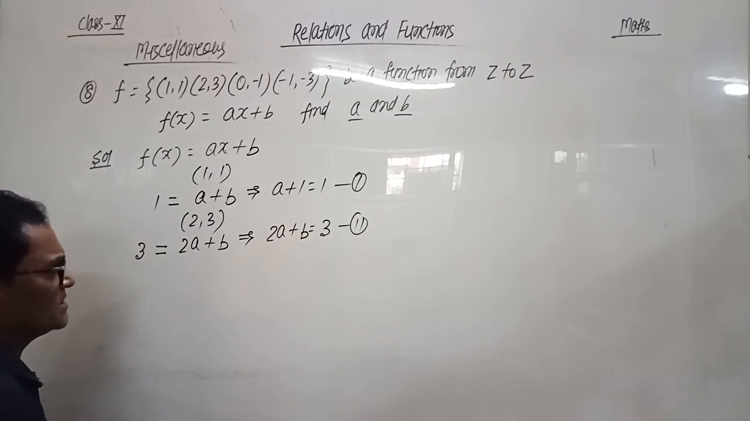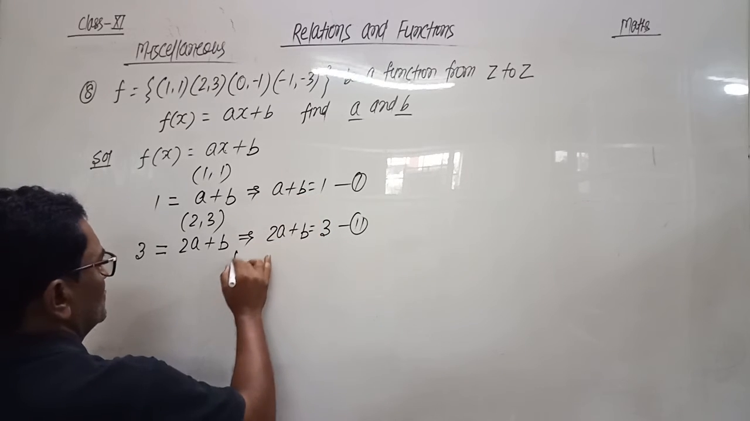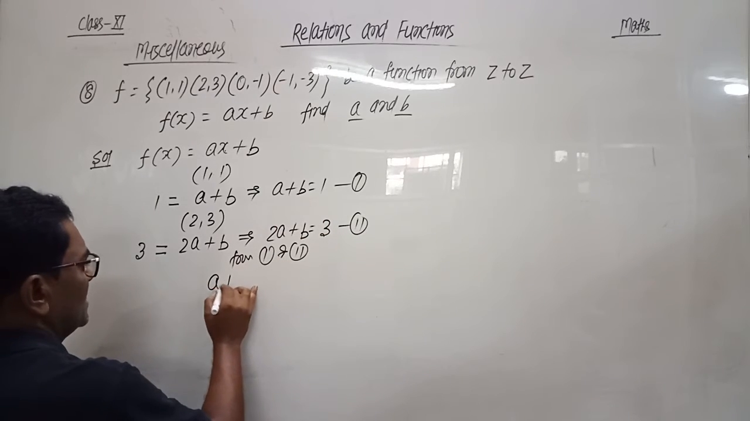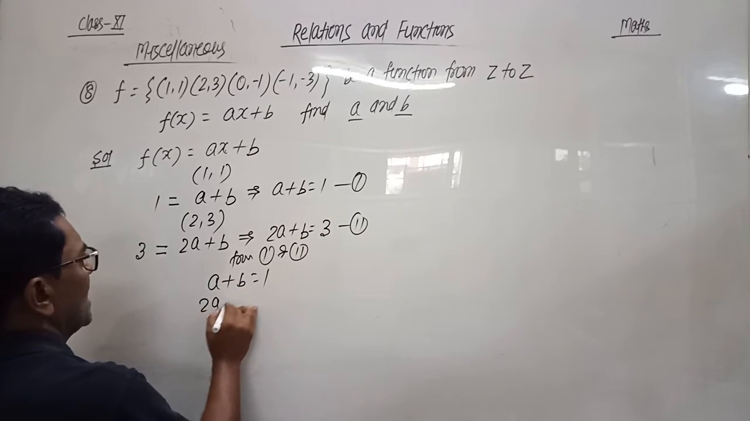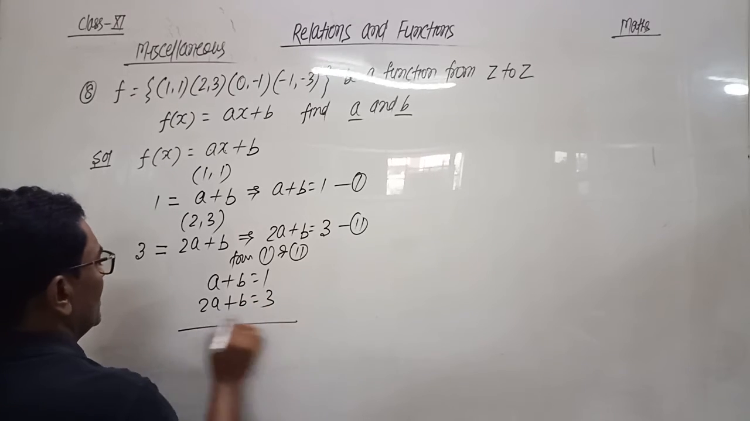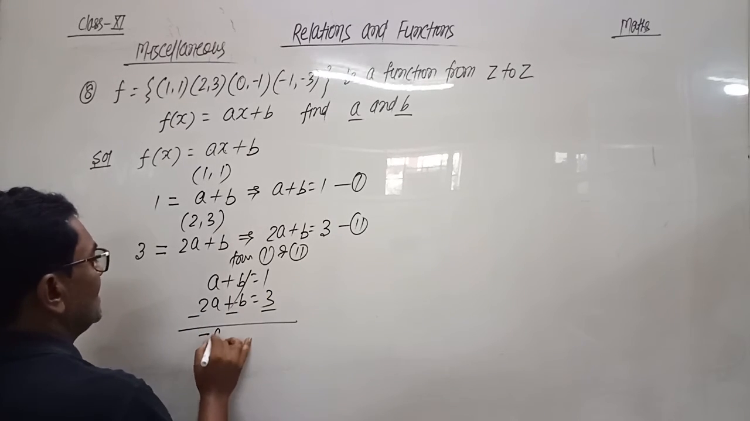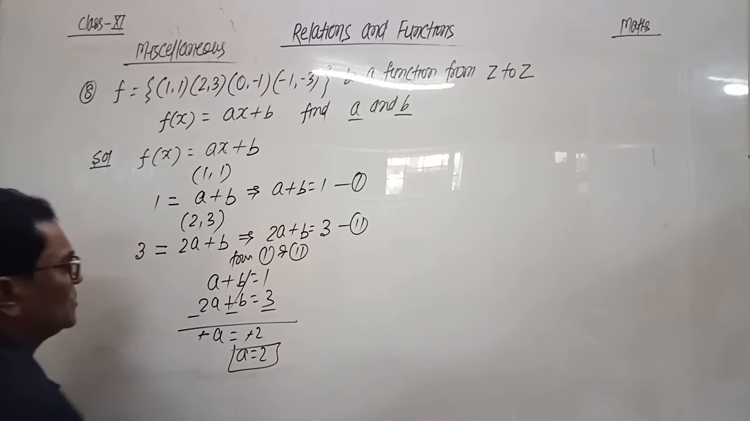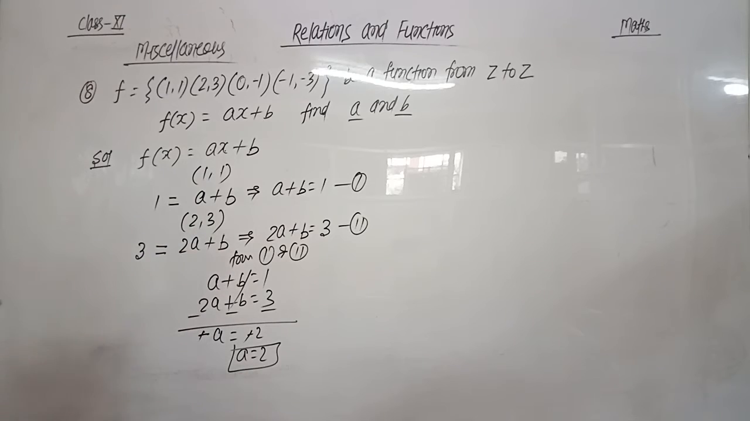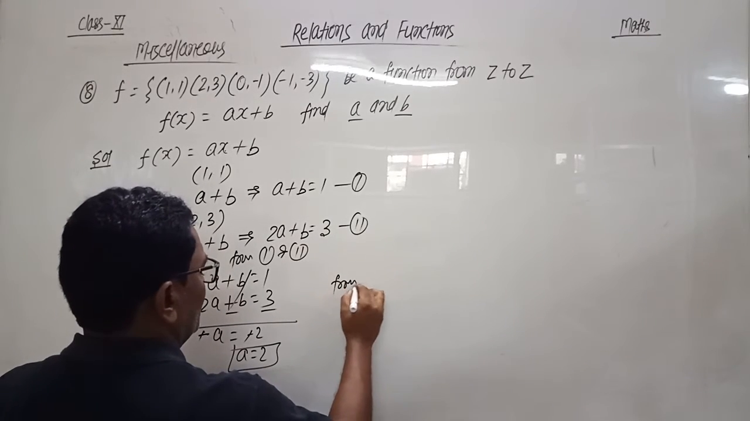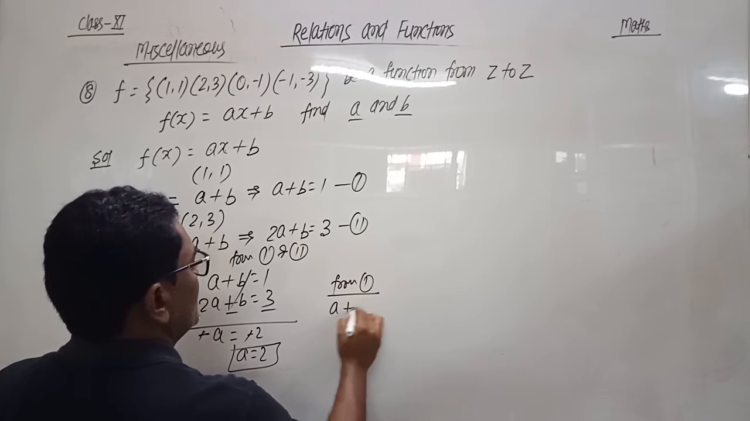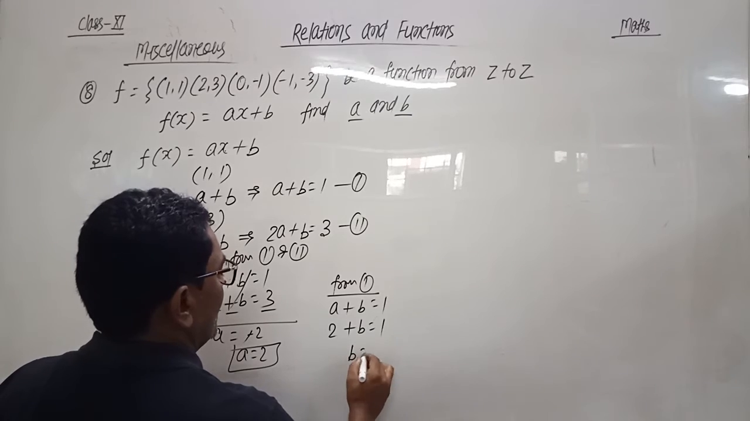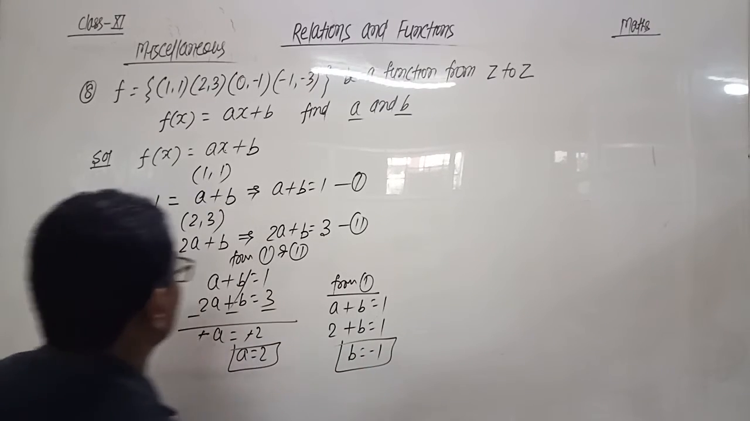Now solve these two equations. Here a plus b equals 1. So from 1 and 2, we solve these two equations linearly. a plus b equals 1 and 2a plus b equals 3. Change the sign, b and b cancel, minus a equals minus 2 and the value of a comes to be 2. Now put the value of a in the first: a plus b equals 1 and the value of a is 2, so 2 plus b equals 1 and the value of b comes minus 1.